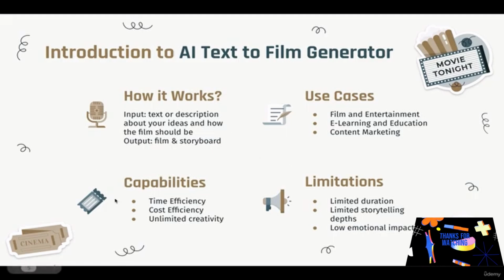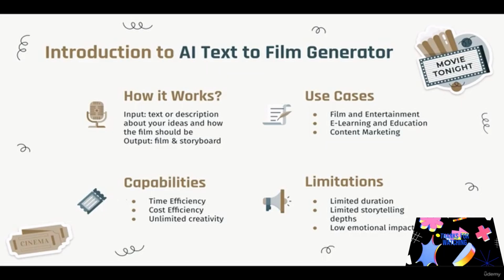Okay, so let's talk about the capabilities of AI text-to-film generators. The first one here is time efficiency. AI text-to-film generators significantly reduce the time required for film production. They can swiftly convert text scripts into visual content, automating the labor-intensive aspects of the process. This acceleration allows filmmakers to meet tight production schedules and release content more quickly to your audience. So yeah guys, you're able to speed up the filmmaking process very significantly.